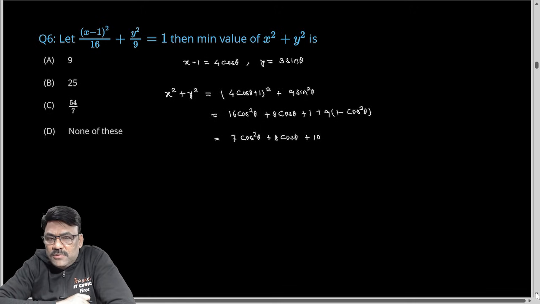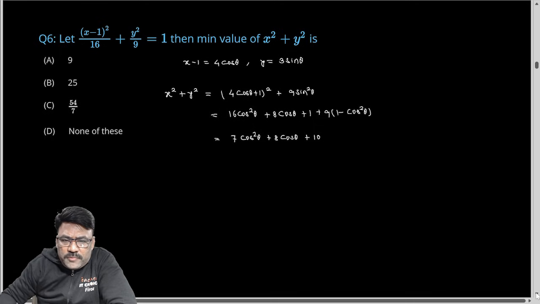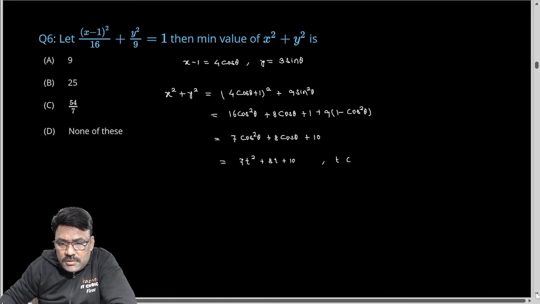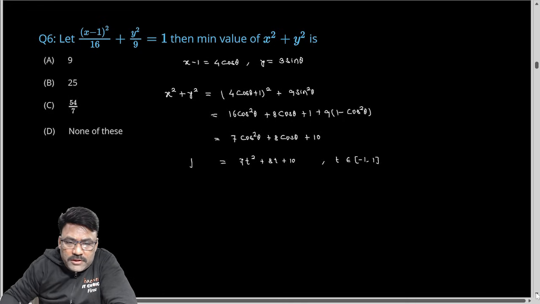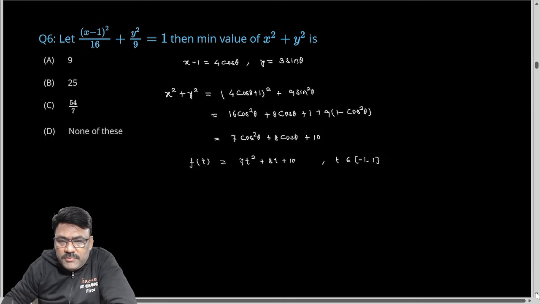What will be the minimum value of this expression? Let's suppose cos theta is t. So it is 7t square plus 8t plus 10. Of course, t varies between minus 1 and 1, since cos theta varies between minus 1 and 1. Let's say this function is f of t. You need the minimum value of this function. If you differentiate it, f dash t will be 14t plus 8, equal to 0. So t will be minus 4 by 7.